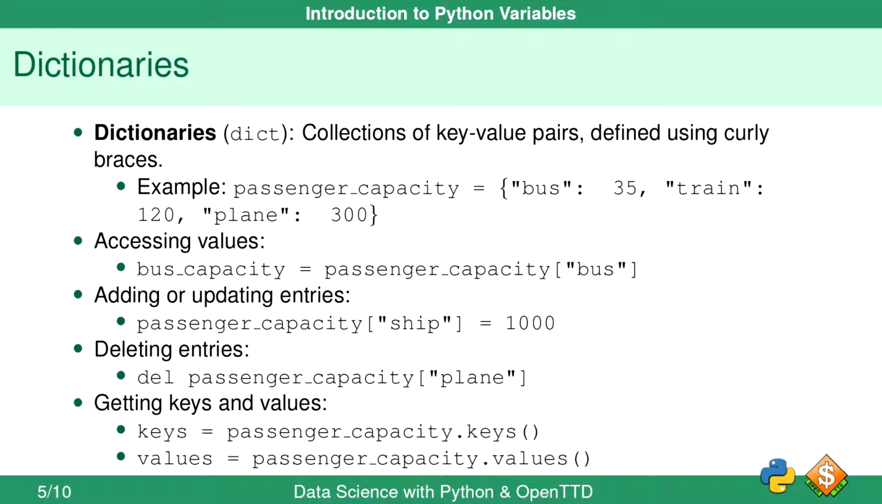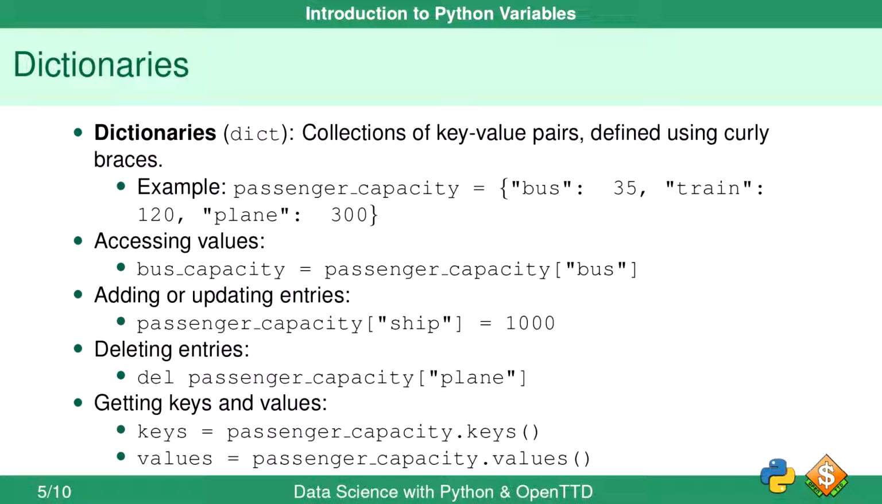Dictionaries are collections of key-value pairs defined using curly braces. For example, passenger capacity equals curly braces with bus mapped to 35, train mapped to 120, and plane mapped to 300. We can access values by using the key in square brackets. For instance, bus capacity equals passenger capacity with bus in square brackets. To add or update entries, we assign a value to a key using square brackets, such as passenger capacity with ship in square brackets equals 1000.